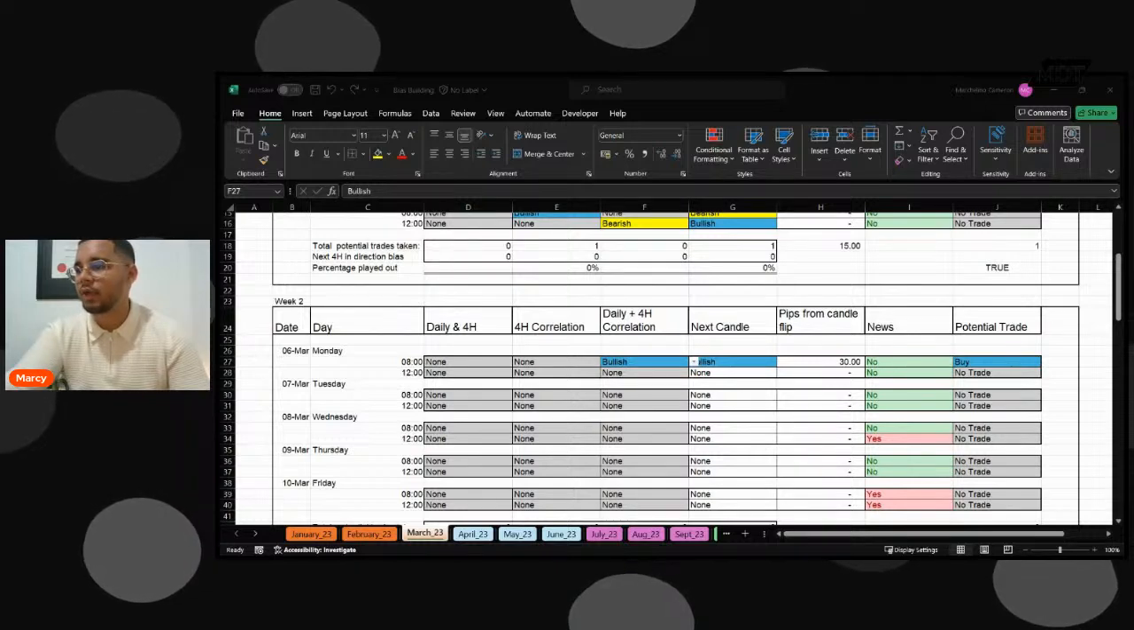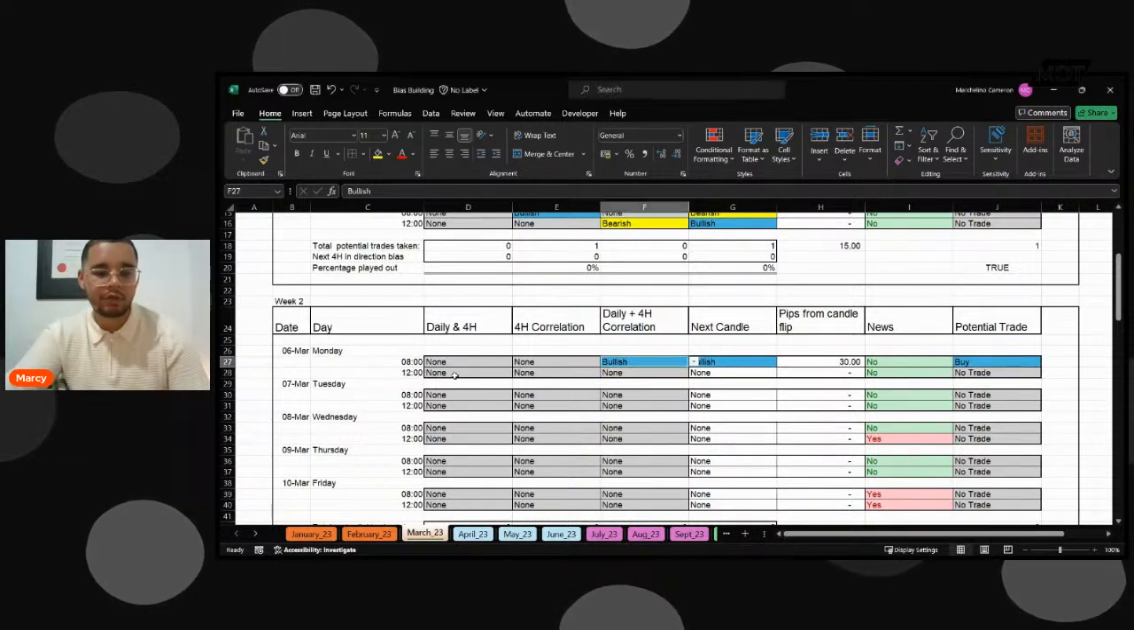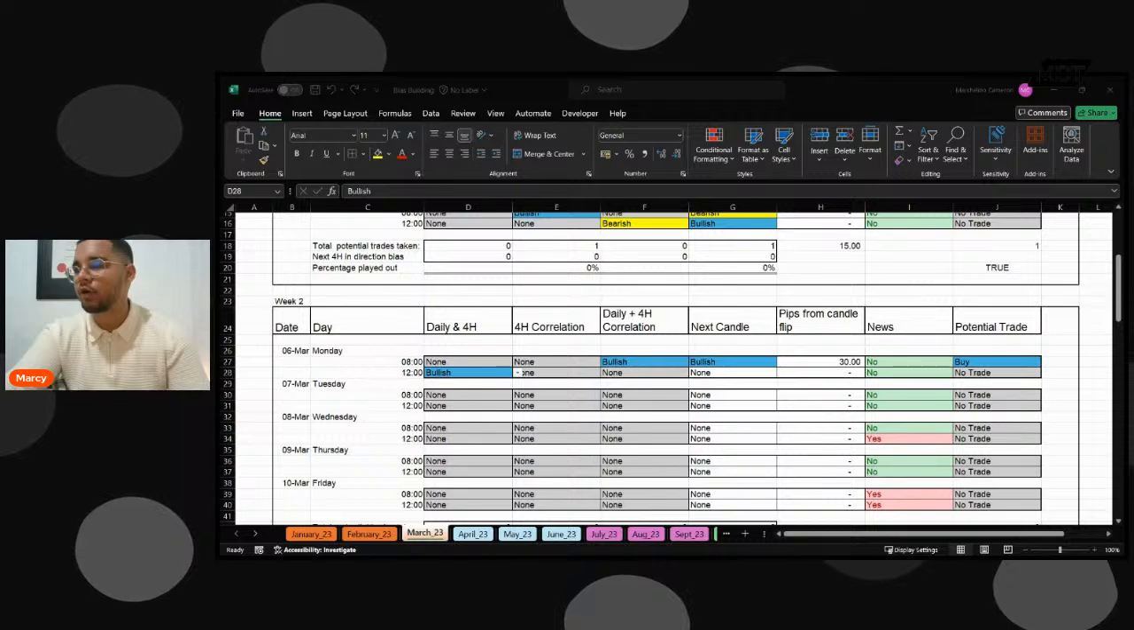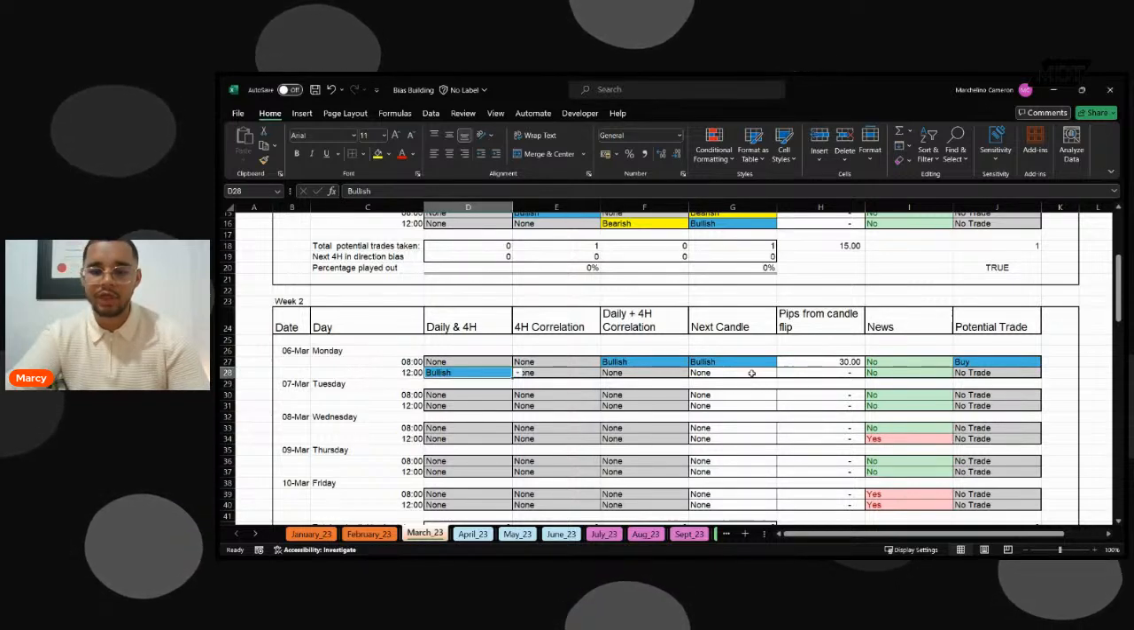Then we go into the 8 o'clock close here. I remember the 8 o'clock close being bullish. So we have daily and 4H. So there is potential that we could look for buys, even if we don't have 4H correlation. I can already see that the next candle closed bearish. So I can put that in there.